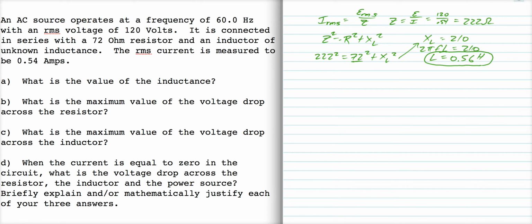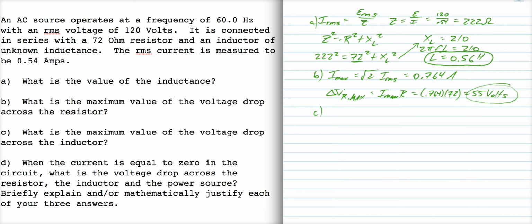Okay, that was part A. For part B, the maximum value of the voltage drop across the resistor. Well, let's find I max first. That'll be helpful. That's the square root of 2 times the RMS current, so that's 0.764 amps. And now the max voltage across the resistor is just equal to the max current times the resistance. So if I take 0.764 and multiply it by 72, I get 55 volts.